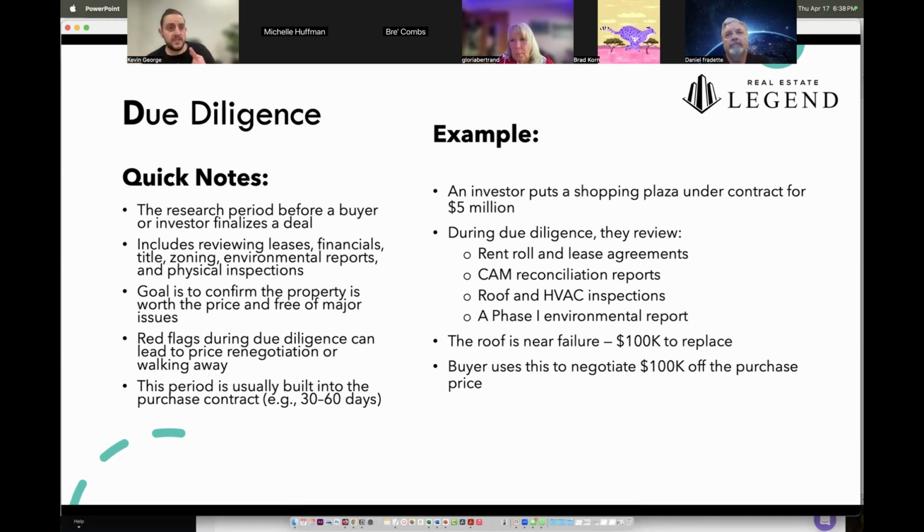How's the roof? How's the HVAC? Are there any environmental issues? Remember, there's a phase one, phase two, and phase three environmental report. Phase one, they come out and look for evidence of any contamination. Phase two, they take samples of the soil. Phase three, they do a full cleanup of the issue if there is an issue. And so, listen, if I'm doing my due diligence and I find something wrong, I'm going to use this as a reason to renegotiate with the seller.